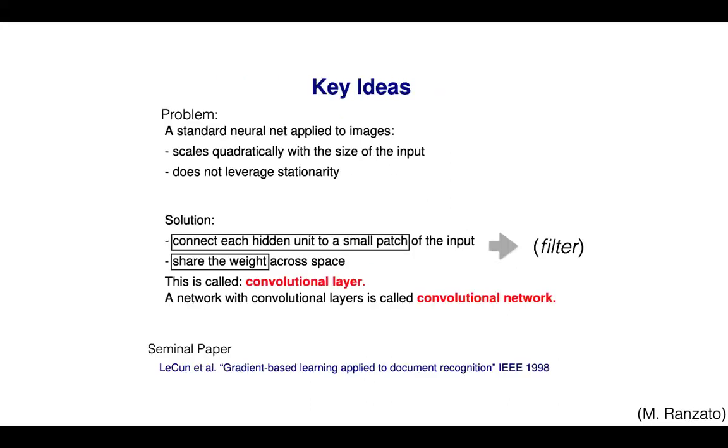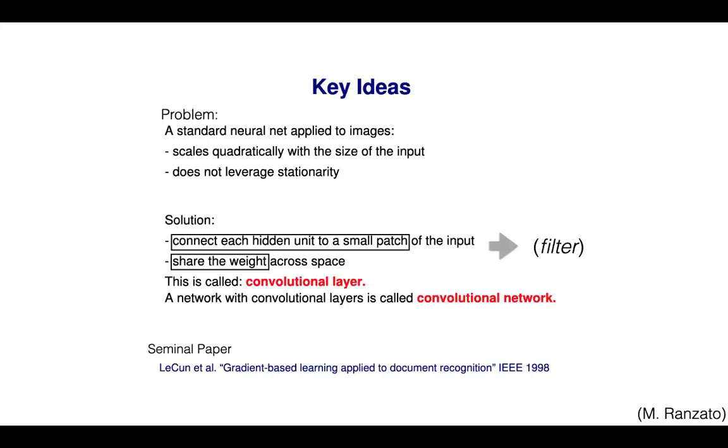So the key idea of convolutional neural networks is that if we use a standard fully connected network for images, the size of the network is going to scale quadratically with the size of the input. And it's not going to take into account the stationarity of the model that we want to use for images. And then what's the solution?